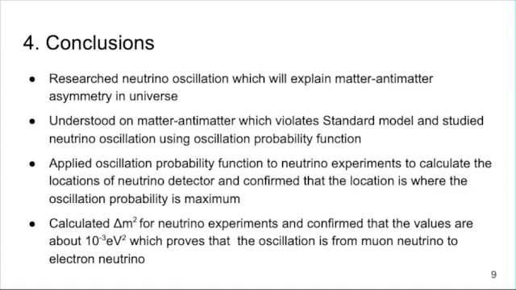Now on to the conclusions. The oscillation probability function was applied to calculate the position of the detector, which was then compared with the actual position. And by calculating the delta M squared of each accelerator experiment, and confirming that the value is about 10 to the power of negative 3 electron volts squared, it was confirmed that the neutrino oscillation from muon neutrinos to electron neutrinos was successfully carried out as planned.